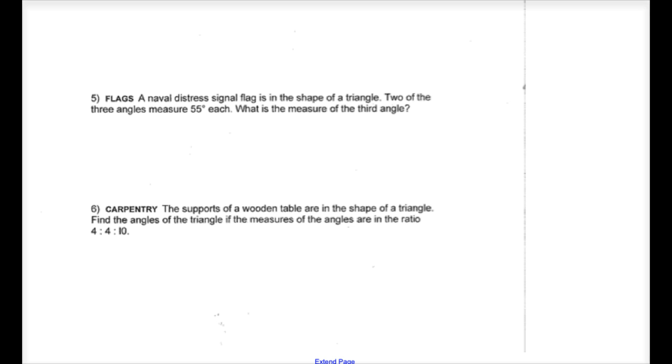A naval distress signal flag is in the shape of a triangle. So we got ourselves a triangle here. 2 of the 3 angles measure 55 degrees. What's the measure of the 3rd angle? 2 of the angles are 55 degrees. What kind of triangle is it? Isosceles. How do you know it's isosceles? Because 2 sides are the same. So guys, do your best to draw an isosceles triangle.